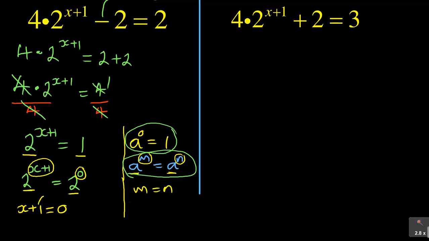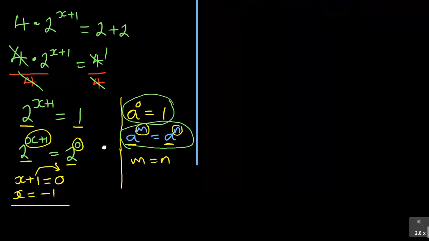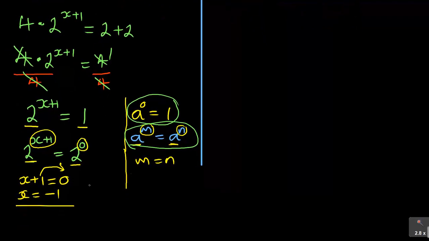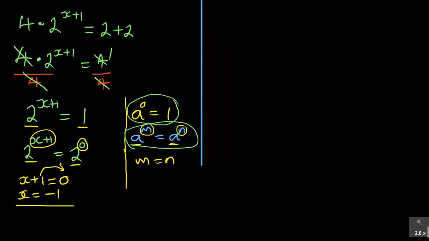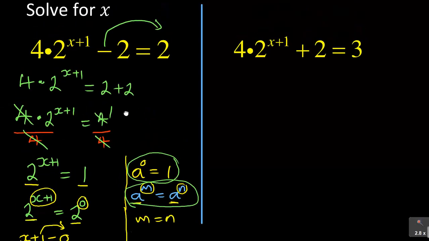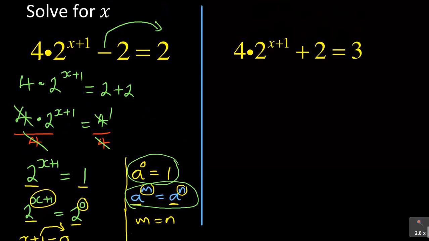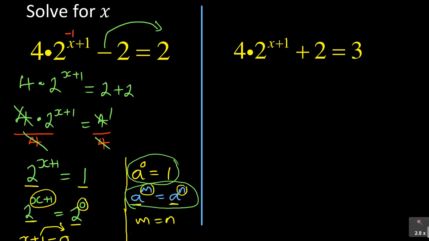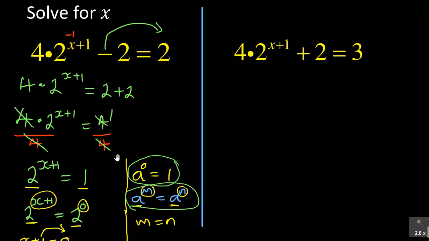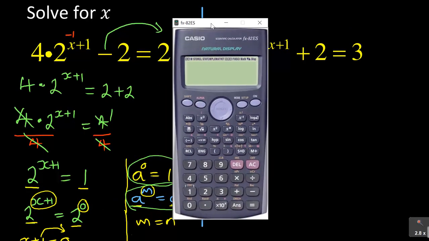So now I can transpose that plus 1, so that I've got x is equal to, from positive 1, it becomes negative 1. So the answer there is x is equal to minus 1. You can test it. How do you test it? You take the value of x here. Where there is x, you put minus 1, because that's what we got as the value of x. And then you test it with your calculator to see if it will balance the equation.